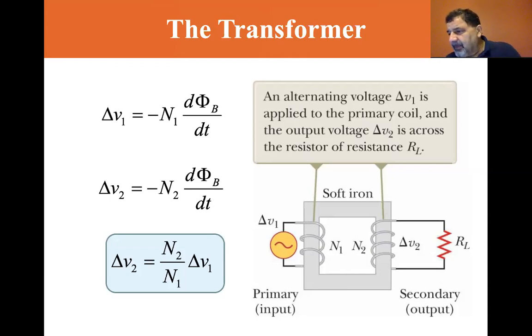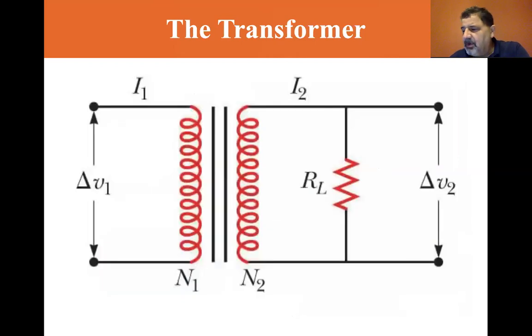So if N2 happens to be greater than N1, the output voltage V2 exceeds the input voltage, and this is called a step-up transformer. It will step up the voltage. If N2 is lower than N1, the output voltage is less than the input voltage. This is a step-down transformer. This is what you have in most of your phone chargers, if you still have the type that plugs into the wall. It has a step-down transformer.